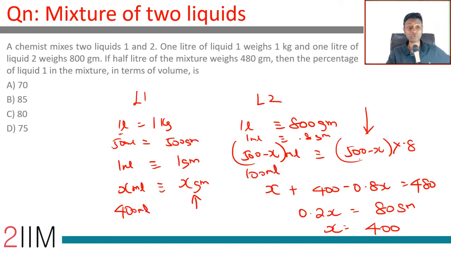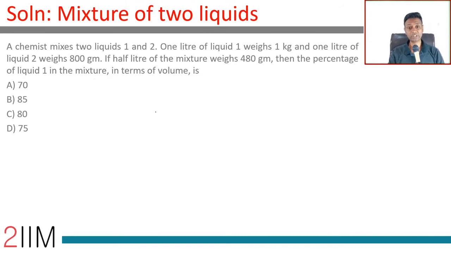Then the percentage of liquid 1 in the mixture in terms of volume: 400 by 500. Overall volume is half a liter, and 400 is the first one. 400 by 500 as a percentage, 4 by 5, is 80%. The beauty in this question is we're talking about volume and weight. We're linking liters and kilograms.